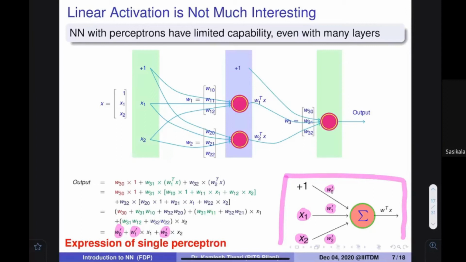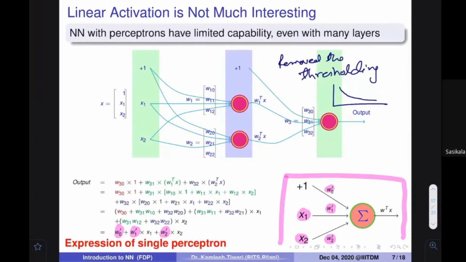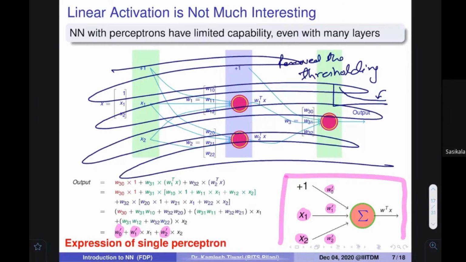Please note the very important thing I wanted to tell. Why is it happening? Because I have removed the thresholding. By removing the thresholding, I was very happy that I had devised a strategy that can tell me where to stop and find out the parameter efficiently. But actually, that strategy destroys the neural network, because if you build a neural network, it becomes a single neuron.